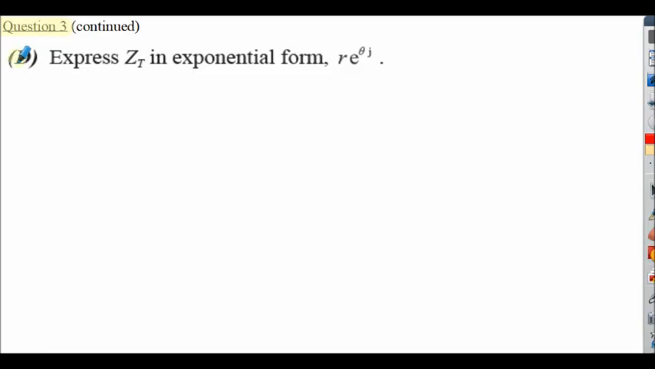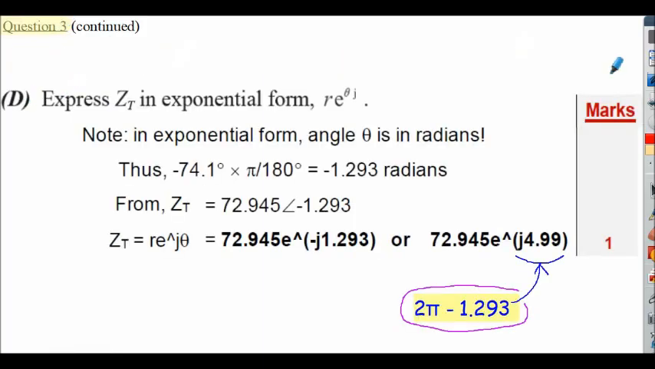Part 2, sub-question D. Now ZT is expressed in exponential form, r multiplied by e to the j theta. Solution shown on the following slide. Question 3, continued. Part 2, sub-question D. Notice in the exponential form theta must be in radians. And I've actually shown two solutions here between 0 and 360 degrees or 0 and 2 pi radians.